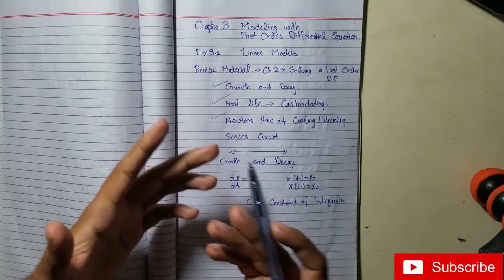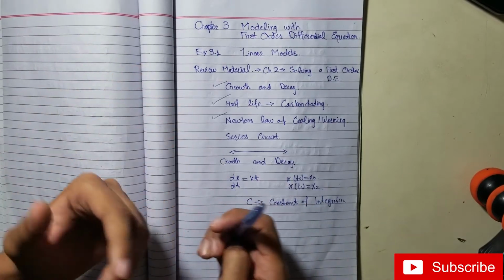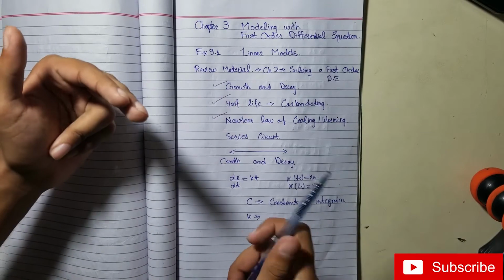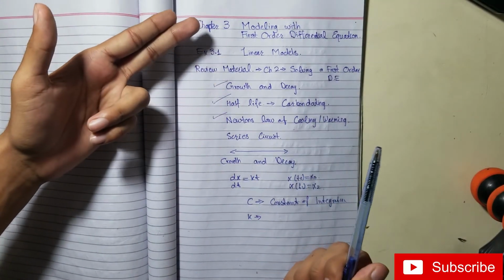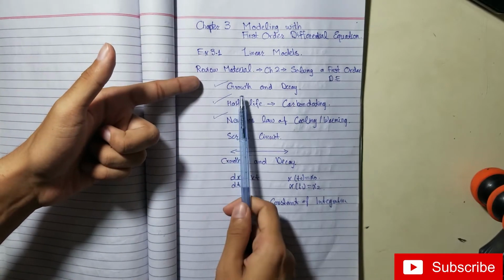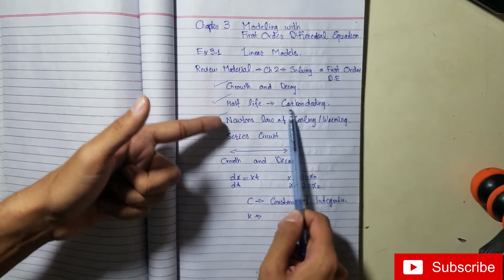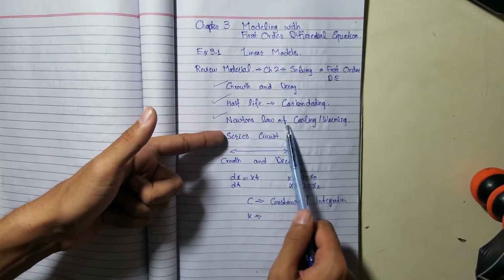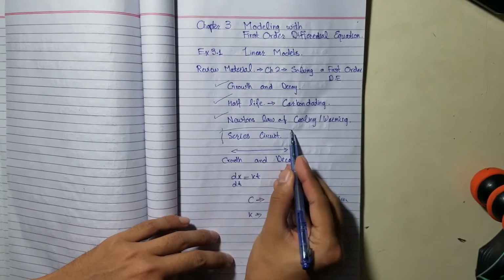This is University Problem Solver and you are watching a video of a complete guide to differential equations. In the previous lecture, we started our chapter 3, modeling with first order differential equations, and we have done growth and decay problems, half-life problems including carbon dating, and Newton's law of cooling or warming. Now in this lecture we will cover series circuits.